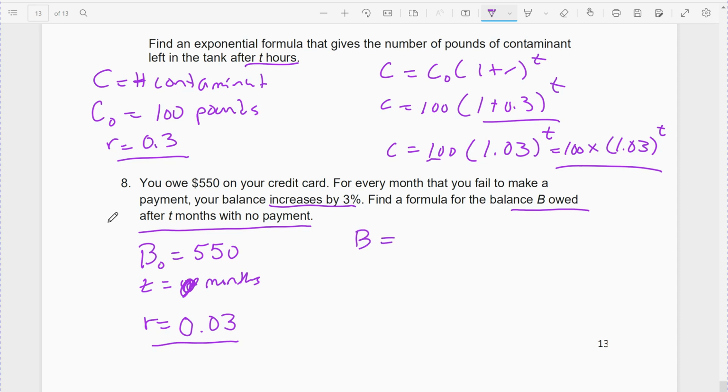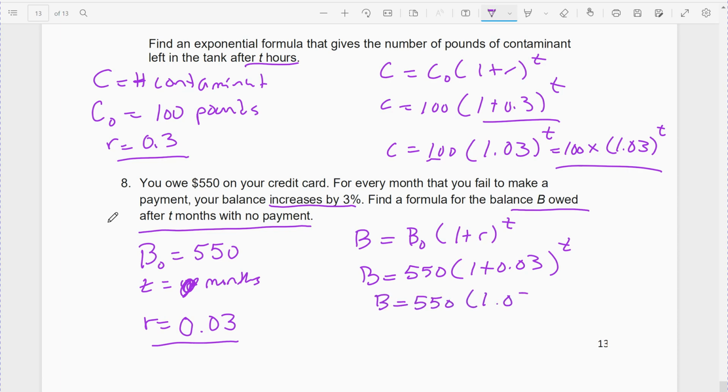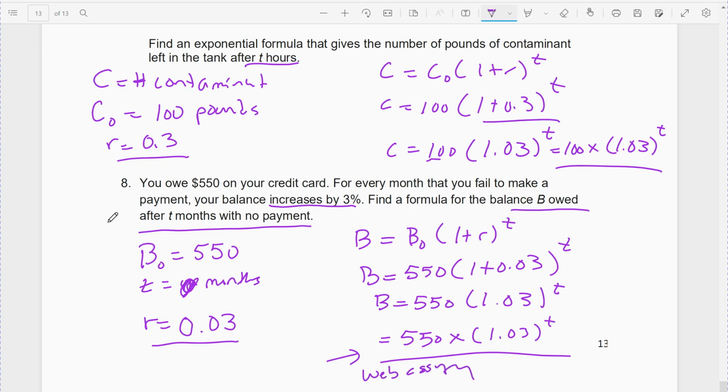And so our balance is our initial amount times 1 plus R raised to the T. So it's 550 times 1 plus 0.03. So make sure you're careful there, 0.03. And then add it up. So 1.03 raised to the time. Again, if this is on the WebAssign, this is how you'll input it. So just make sure you're careful on the WebAssign. A lot of times the hardest part is getting the equation. Once you have the equation, it's just a matter of plugging it into your calculator and going. Alright, so that finishes up exponential growth and exponential decay.